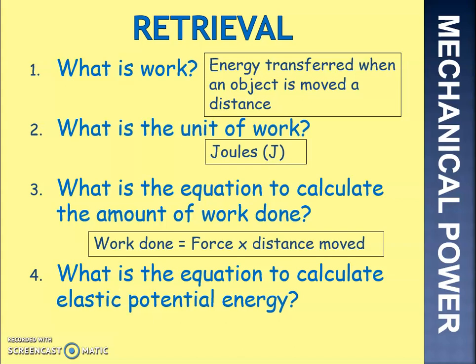Finally, question 4. What's the equation to calculate elastic potential energy? That would be elastic potential energy is half times the spring constant of the spring multiplied by the extension of the spring squared. Okay, if we haven't got that info, there is a video on elastic potential energy that you can review on our channel.